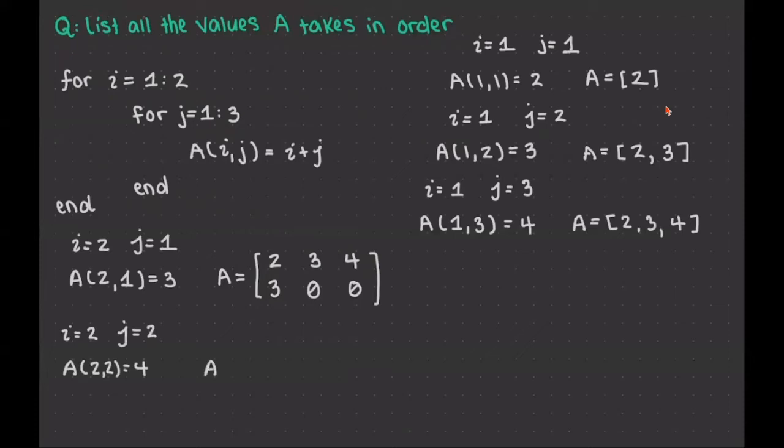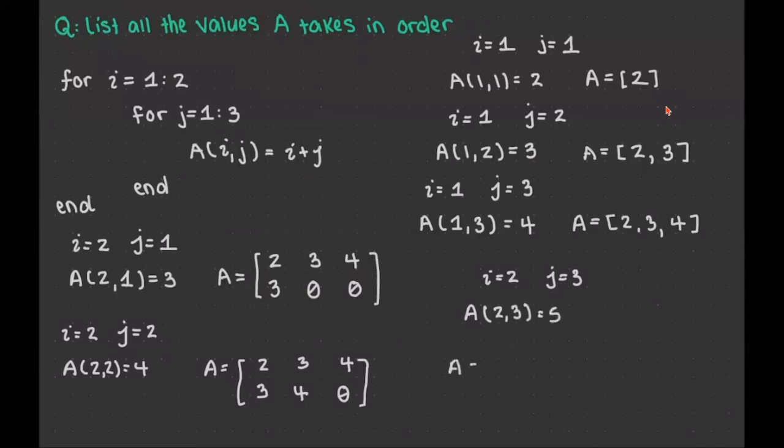And then when we update A, we have 2, 3, 4, 3, 4, 0. And lastly, we still have I equal to 2. J equals now 3. So then A of 2 comma 3 is equal to 5. So the final matrix is going to be 2, 3, 4, 3, 4, 5.